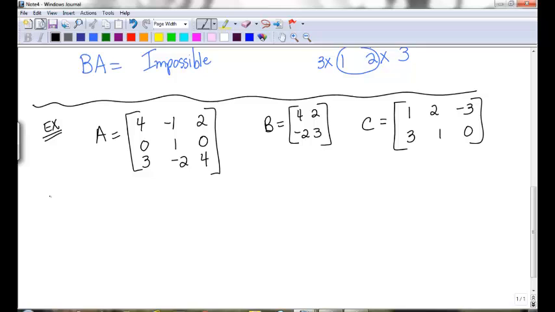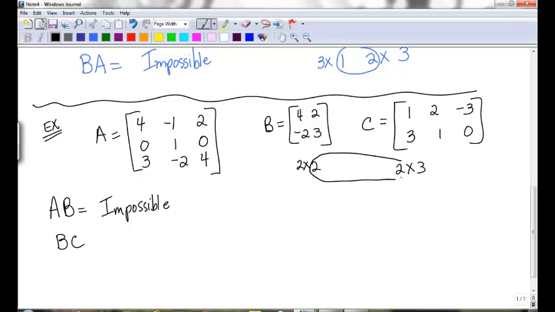Okay, first find AB. Can it be done? No, that one's impossible. Okay, find BC. B is a 2 by 2, C is a 2 by 3. Can it be done? Yep. And my answer is a 2 by 3. Take a minute and find that answer. When you get done, check with your neighbor. See if you agree.